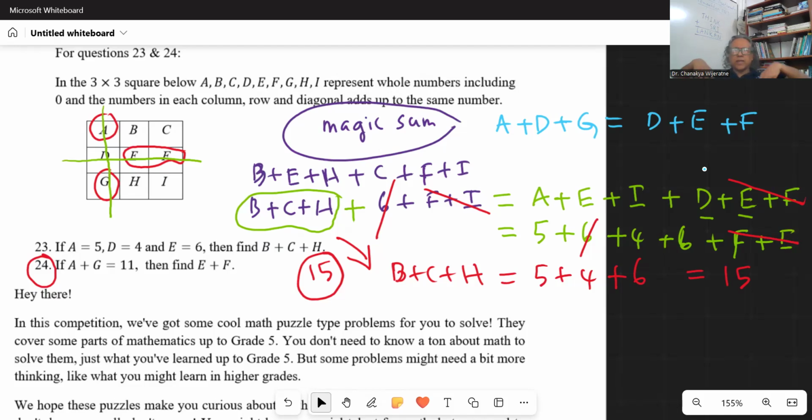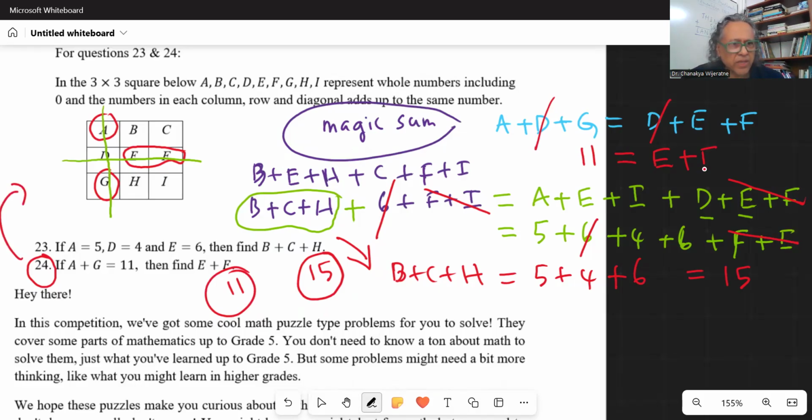So D is common, that weight we can remove from the two pens. So we remove this D from the two pens. And A plus G is given, it is 11. So 11 is equal to E plus F. And that's it, the answer is 11. And of course, 24 is easier than 23. So this should have been 23, and 23 should have been 24. Anyway, hope you like the two questions.